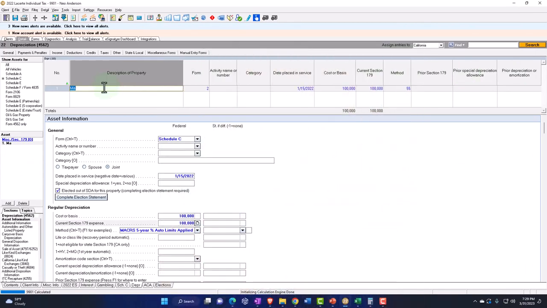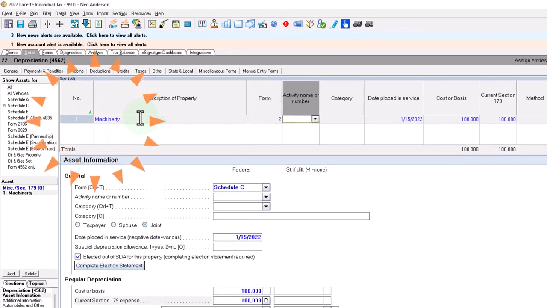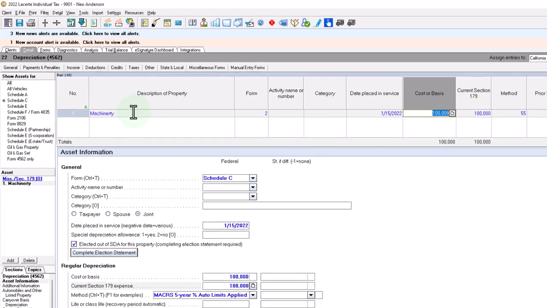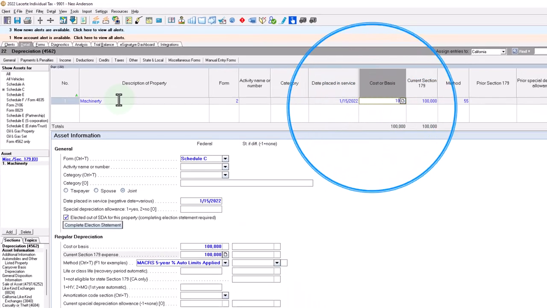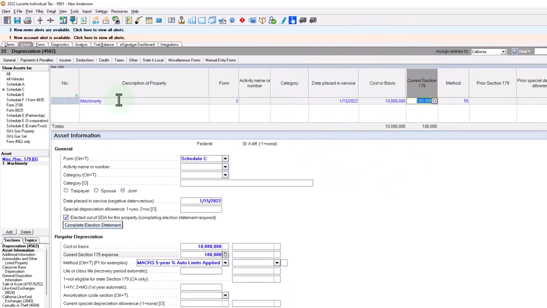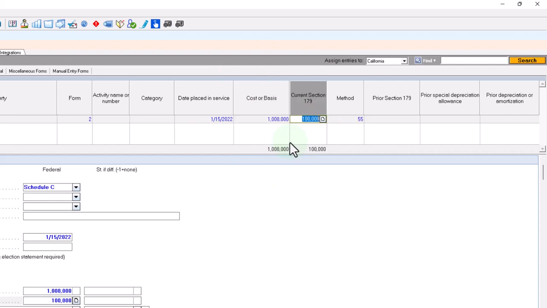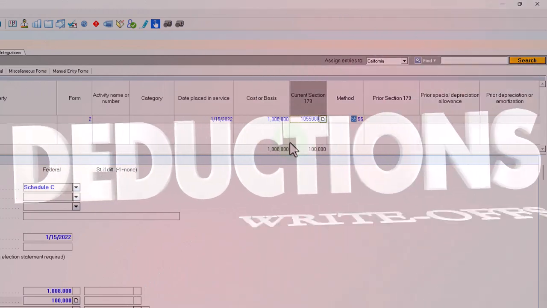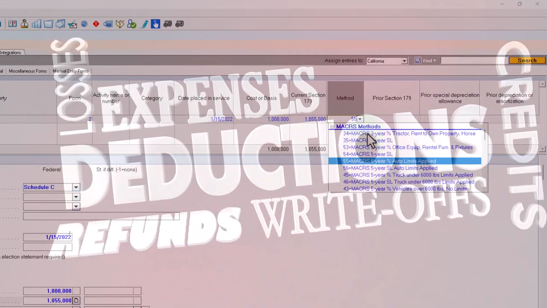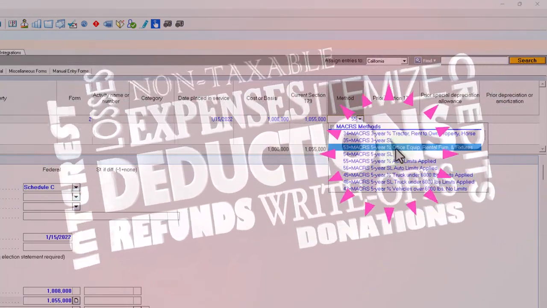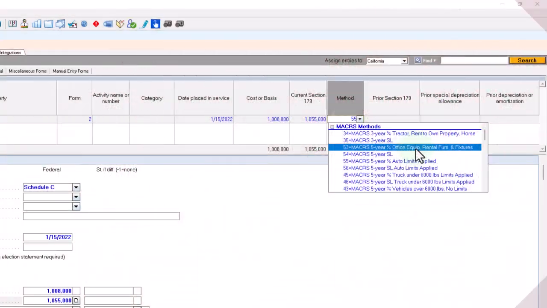So let's mirror that. We're going to say that we had machinery, and I'm going to say that this was put on the books for 1,080,000. But we're not going to take the whole thing. That's one too many zeros. We're going to take the deduction of 1,055,000. And let's say this was a 5-year property.